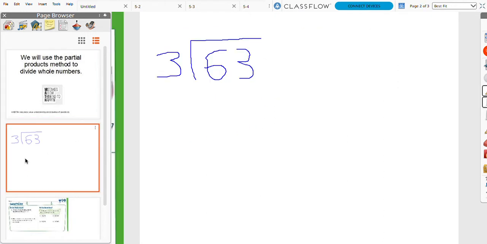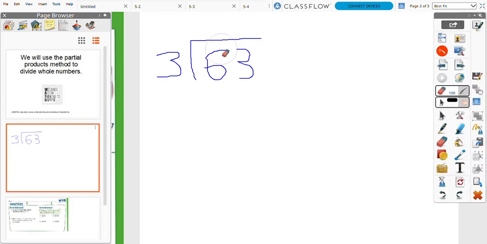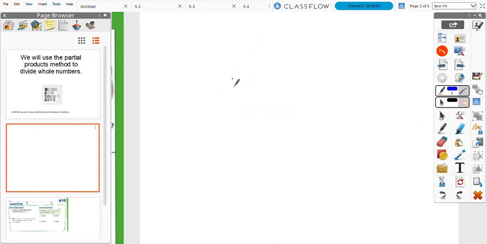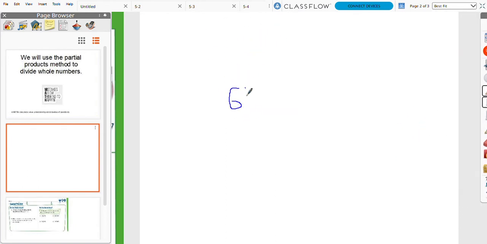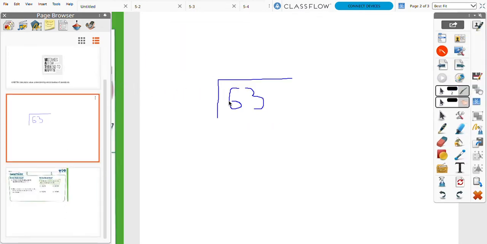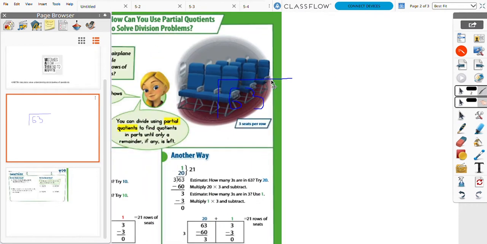So let's look at 63 divided by 3 using the partial products method. And this is a method that I've used in different math programs. I'm actually going to rewrite this so I have some room up at the top. That was 63 divided by 3, I believe, correct? Yep.